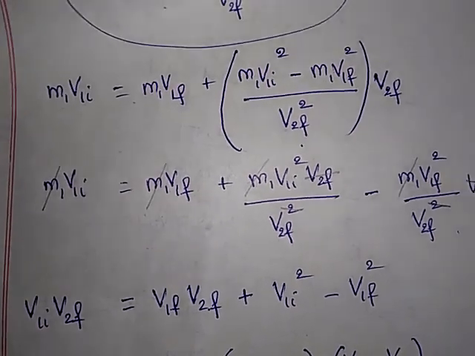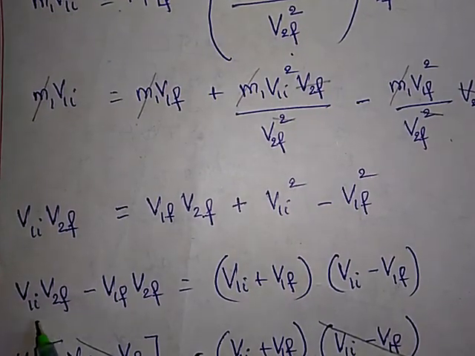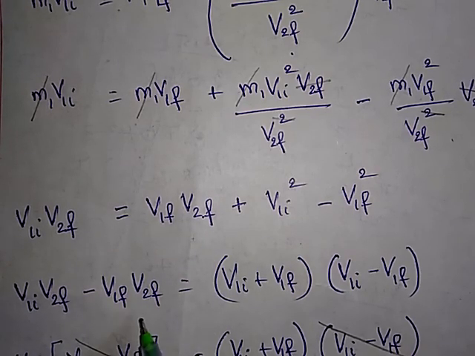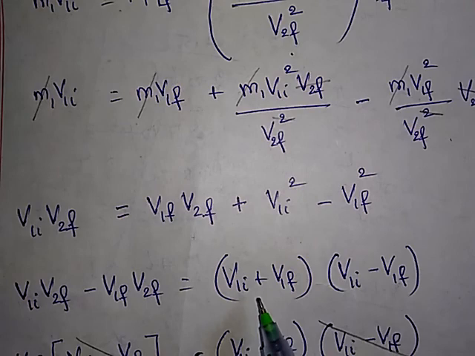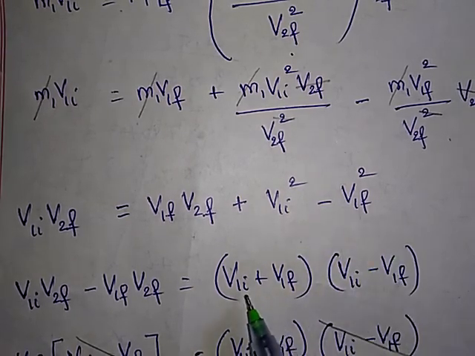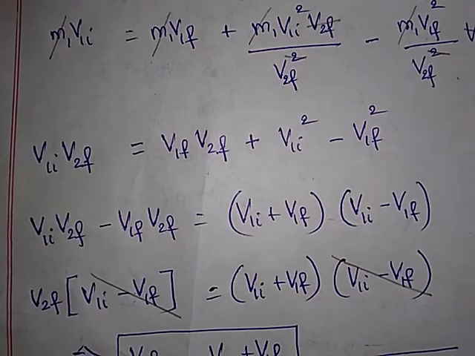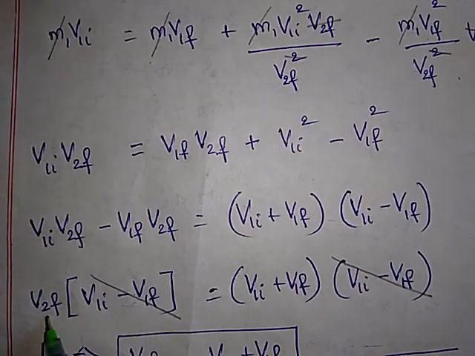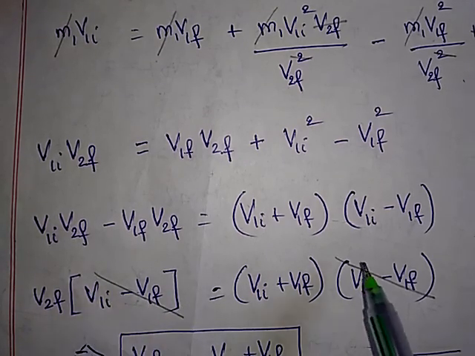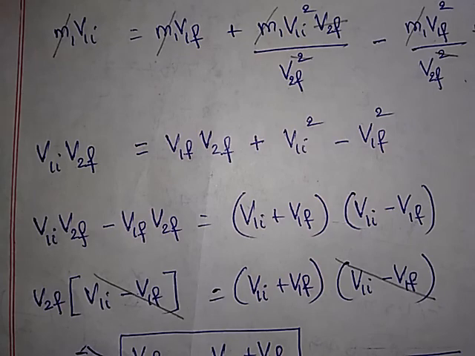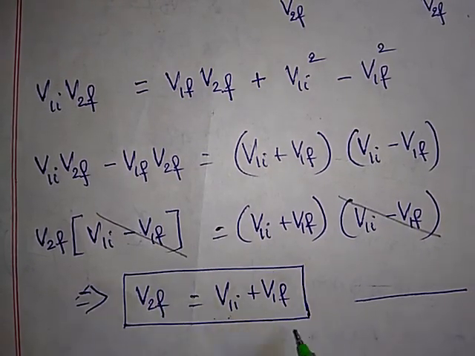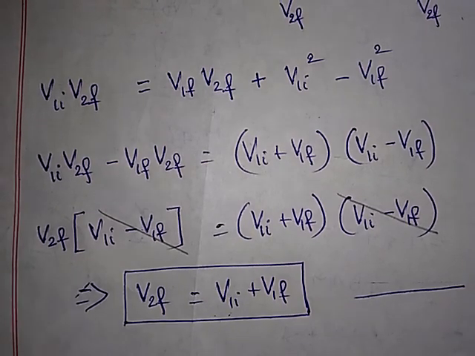Okay, now V1I V2F, this term, you bring to the other side: minus V1F V2F is equal to V1I plus V1F into, because A square minus B square is A plus B into A minus B. Now the common term here is V2F, so the remaining terms you put inside the bracket, these two terms get cancelled, and V2F is equal to V1I plus V1F. This is the proof for equation 6.26.